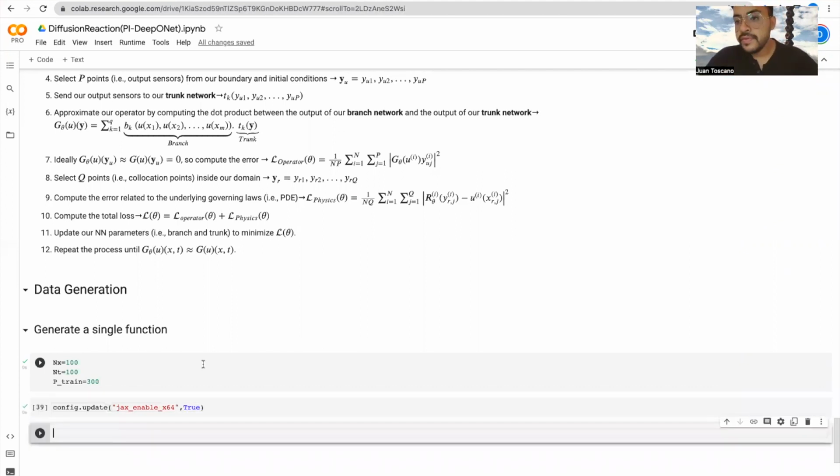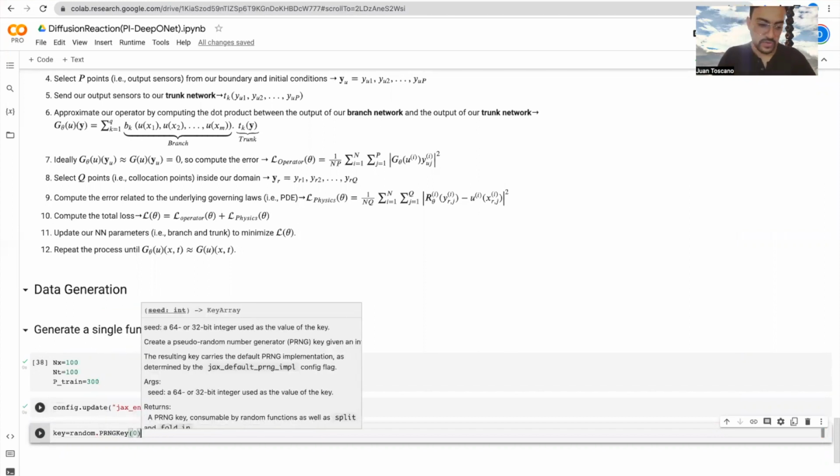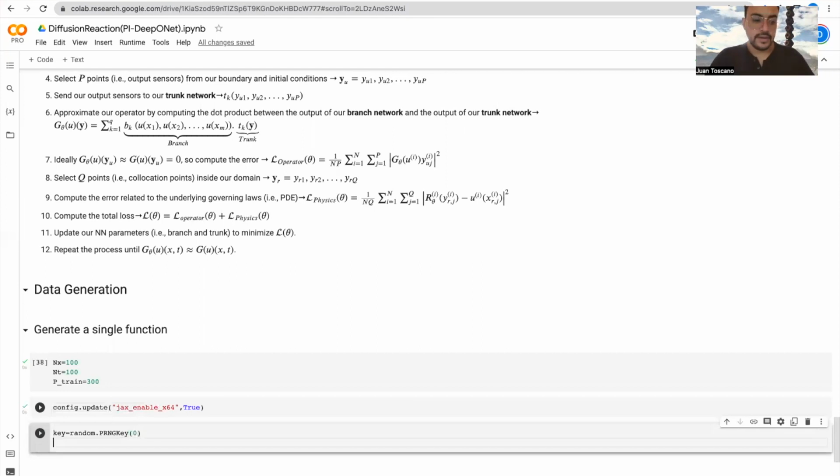Now remember that we sample our functions from a zero-mean Gaussian process. So we need some kind of seed because we do this process randomly. So some kind of seed or key would be equal to random.PRNGKey. Let's give it another seed, which would be 0.